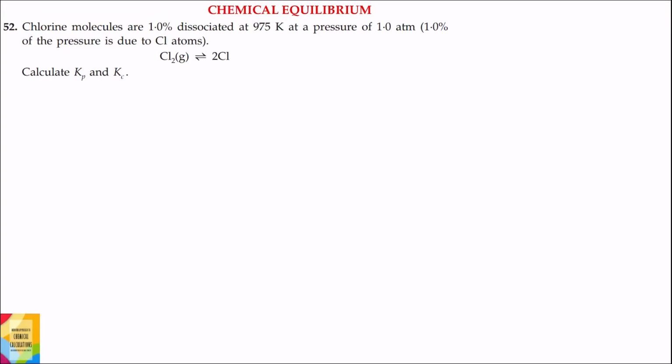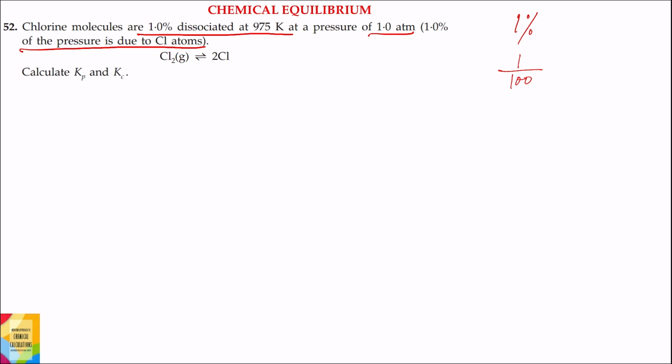Question 52. Chlorine molecules are 1% dissociated at 975 Kelvin at a pressure of 1 atmosphere. 1% of the pressure is due to chlorine atoms. Now, 1% dissociated मतलब क्या हो गया? Out of 100 moles, 1 mole of chlorine is dissociated.